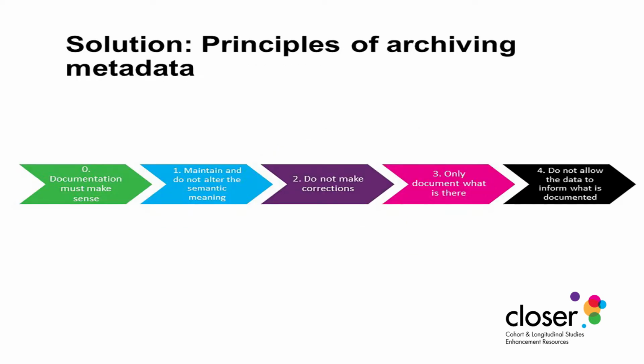Another way of ensuring this high quality is through the principles of archiving metadata. These are like the golden rules that we try and come back to while we're documenting the data. So the first two principles, 0 and 1, are the most important and should be maintained all the time. Principles 2 to 4 can be broken in special circumstances when it means we're maintaining the first and 0 principle. So principle 0 is that the documentation must make sense, and principle 1 is to maintain the semantic meaning of the questionnaire.